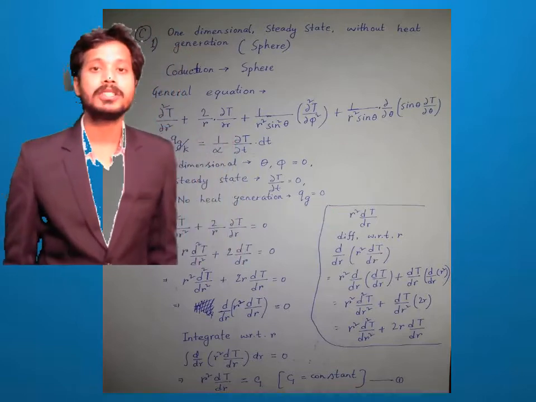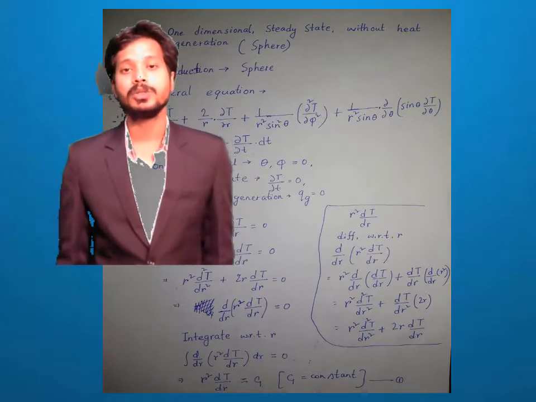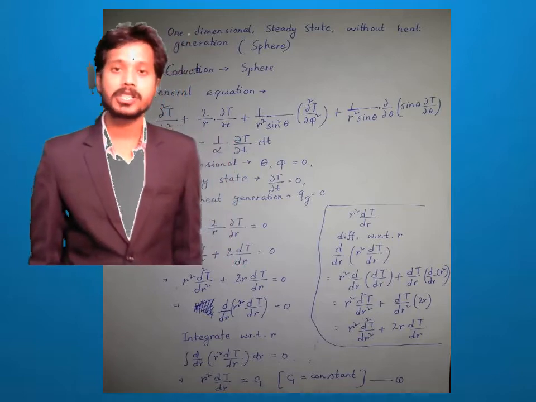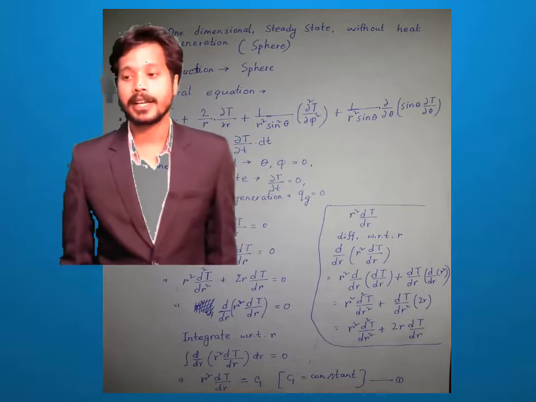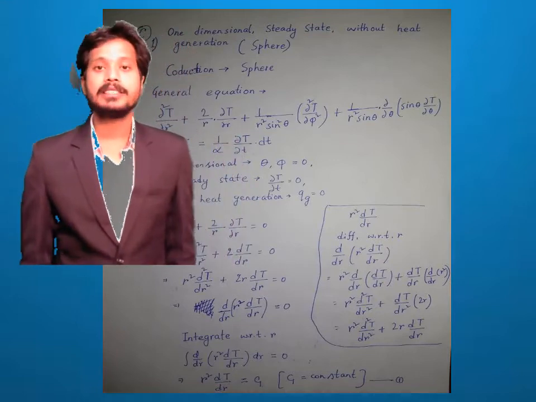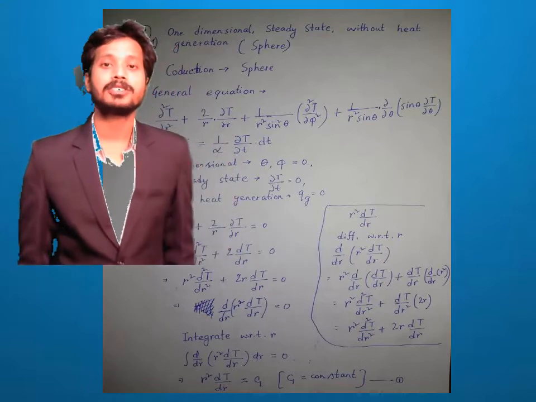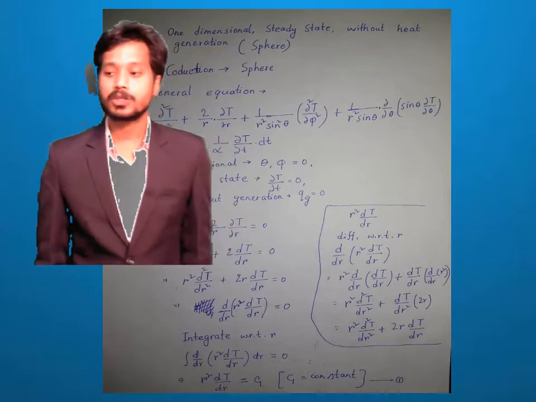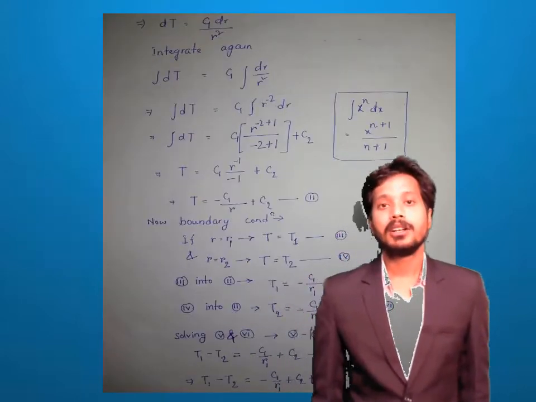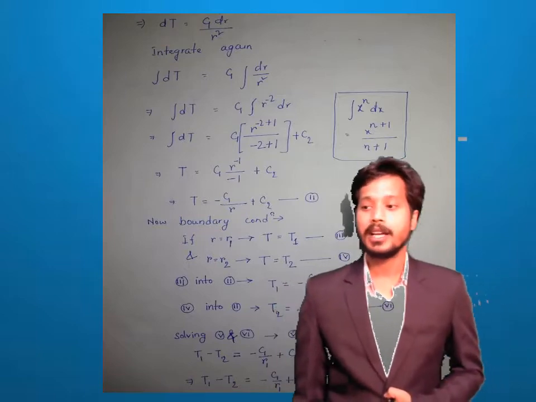So this whole term on the left hand side I can rewrite as d/dr of r square into dT by dr. Now if we integrate both sides, the left hand side and the right hand side, we get integration of d/dr of r square dT by dr into dr equals 0. So finally we get r square into dT by dr equals C1, where C1 is a constant. Now we can cross multiply and we get dT equals C1 into dr by r square.